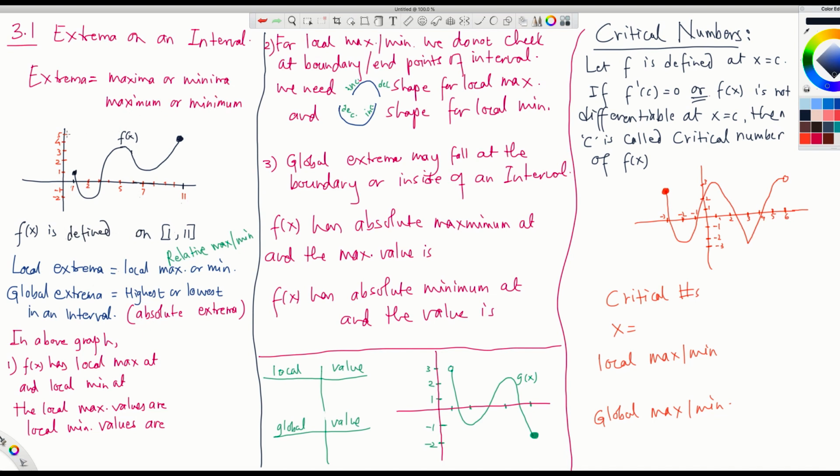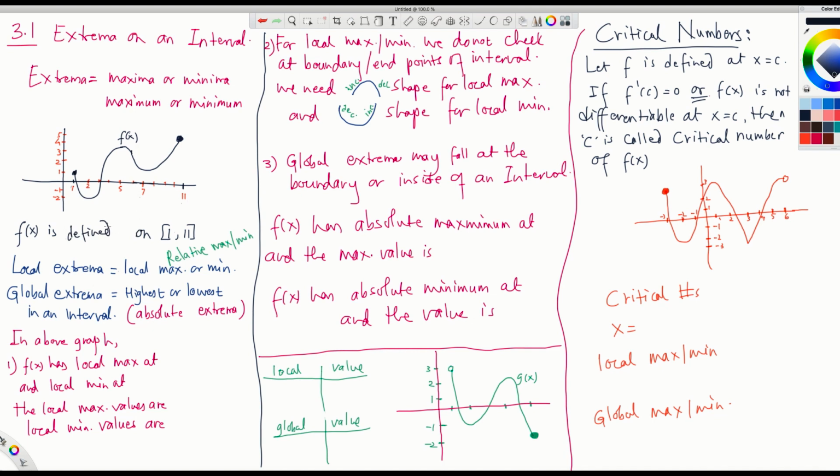So let us look at this graph. The function is defined everywhere, meaning that there is no point where the function is not defined. There is no hole there. The function is defined everywhere between 1 and 11, closed, because you see the bold, closed circles on the endpoints, meaning that we use the closed brackets there. So the function is defined everywhere between 1 and 11.